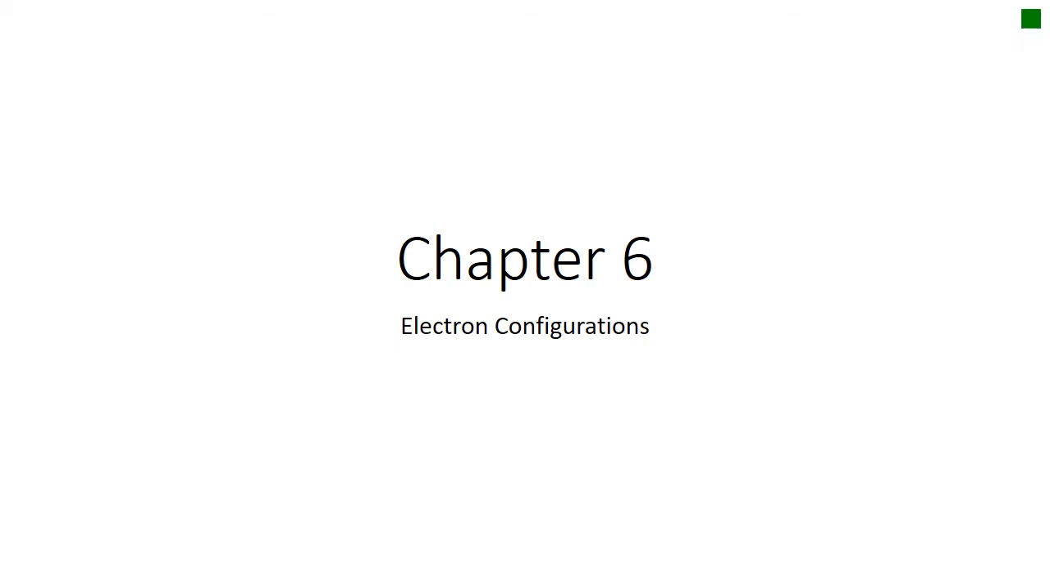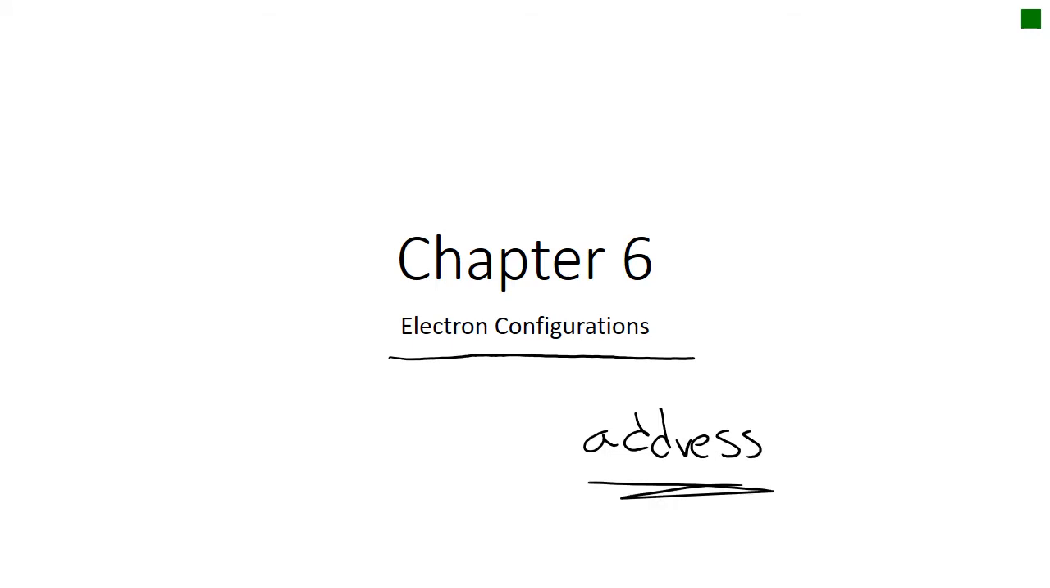All right, we're going to continue on in chapter 6, and we're going to talk about electron configurations. Electron configurations are pretty much an address system. It's going to tell us where each of our electrons are in terms of our atomic orbitals. We've got to remember here that we have our orbitals.